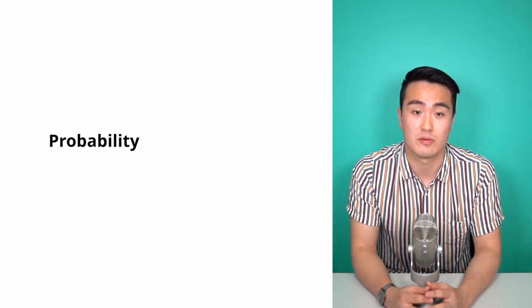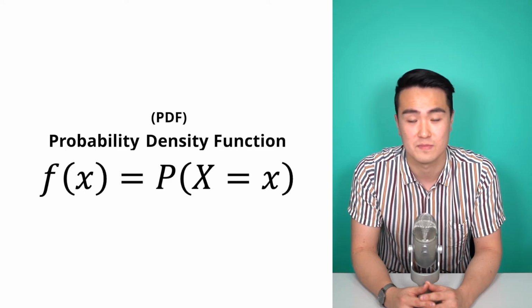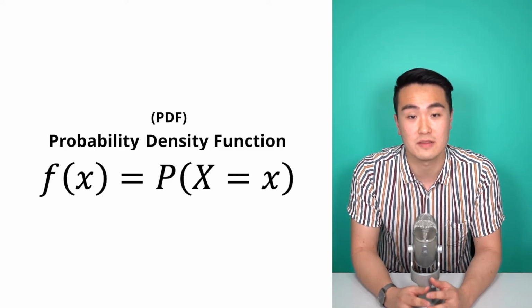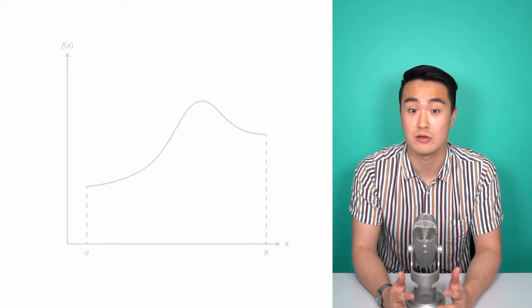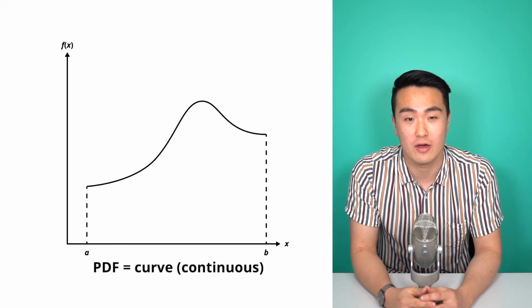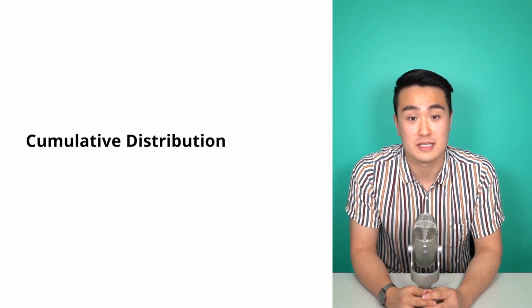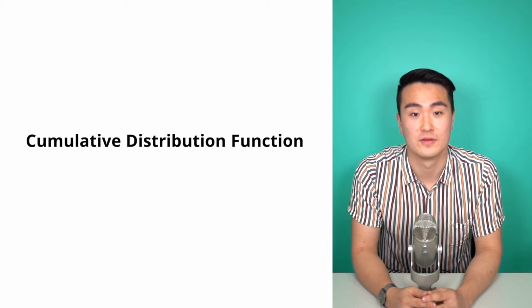The function that describes the probability density is just called the probability density function, PDF, denoted little f of x. In almost all cases, you'll be given the PDF in the question, and you can also graph this example PDF. Note that this PDF is a smooth curve, whilst the PMF is a histogram. The function that describes the cumulative probabilities is again called the CDF.